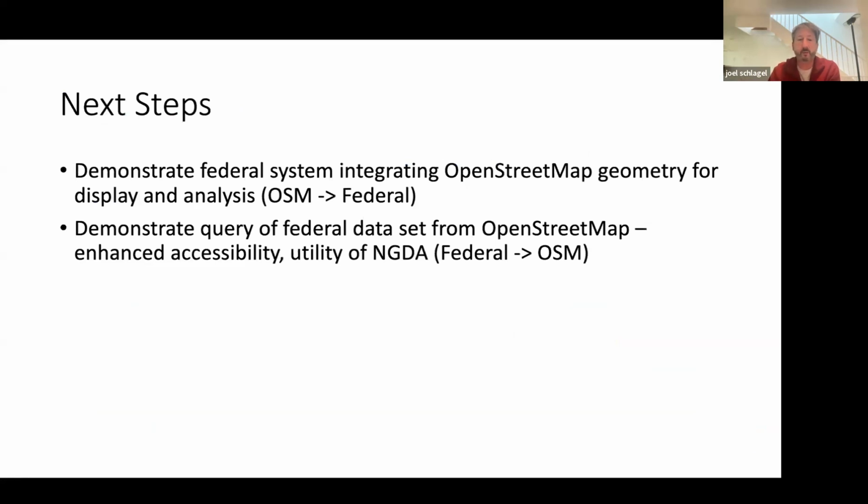And so the next things I'll work on here, demonstrating two-way data between these systems. One where we show displaying and querying OpenStreetMap data within a federal system, and then one where we try and show an open system, a public-facing system, where the federal data is queryable from OpenStreetMap. So something like federal risk for dam failure or funding for a lock could be queried by users of OpenStreetMap data. And that's what I'm going to try and work on next.